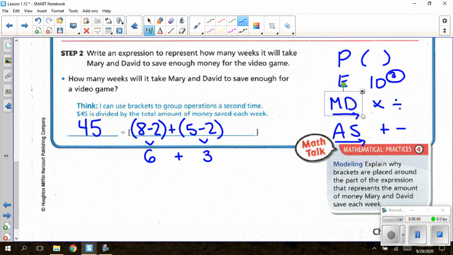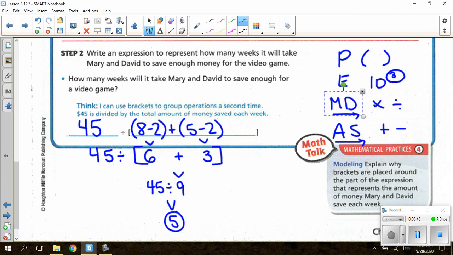Because I still have those brackets, that means I have to make sure I rewrite them, because I would still have to solve 6 plus 3 first before I can then do my final step of taking the 45 divided by how much they save per week. The brackets are just like another form of parentheses. They're just saying that we would have to solve the addition first. So 6 plus 3 does give me 9, and then rewrite the last step of 45 divided by 9, which we know is 5.